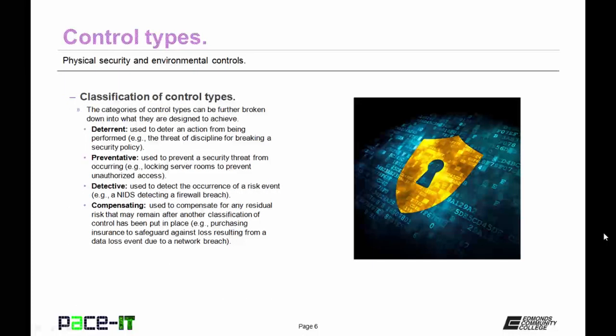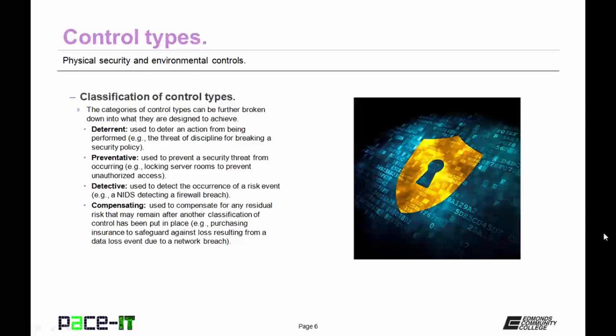The categories of control types can be further broken down into what they are designed to achieve. They can be deterrent in nature. They're used to deter an action from being performed, usually by the threat of discipline. Then there are preventative controls. They're used to prevent a security threat from occurring, as in locking server room doors to prevent unauthorized access.